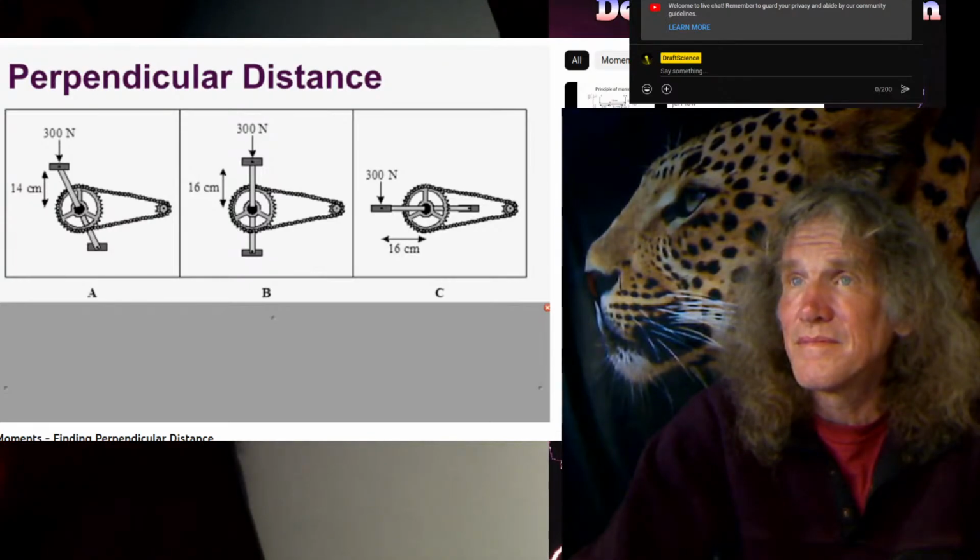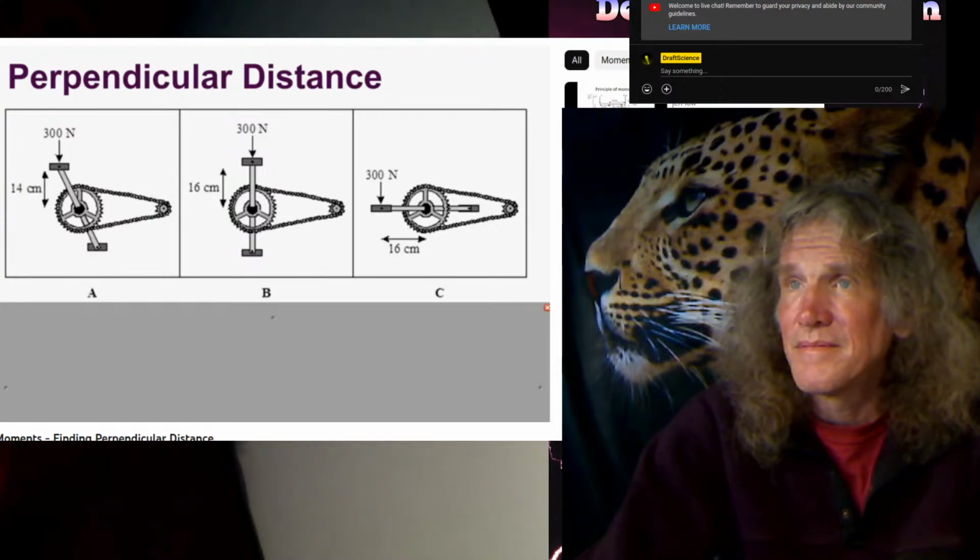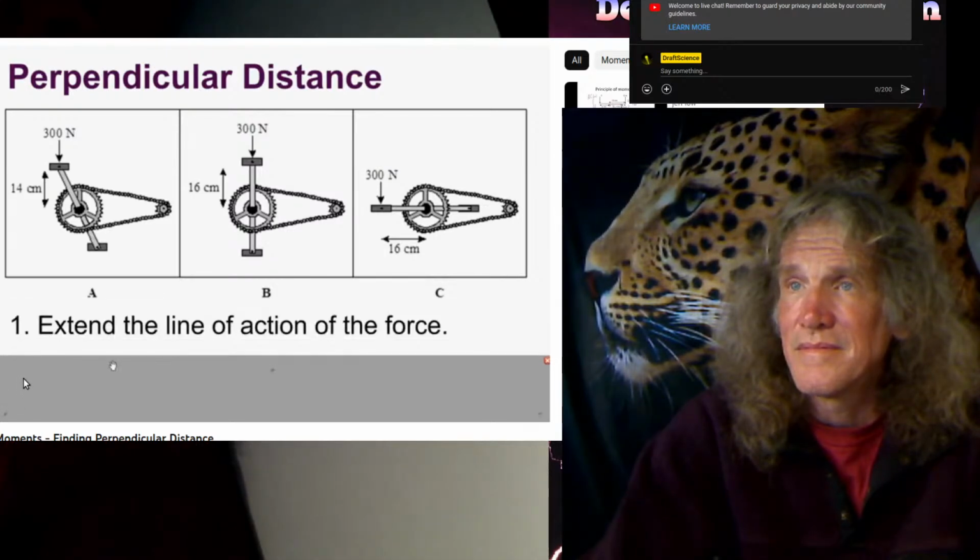So here's a GCSE question where you've got a 300 Newton force on a pedal in 3 different positions, and the question is which position does the force have the greatest turning effect? In order to answer it, you need to know the perpendicular distance in each case, since moment equals force times perpendicular distance. So if you've got it, GCSE, I'll show you the technique that I use for my GCSE students.